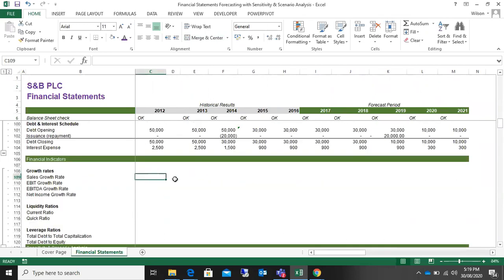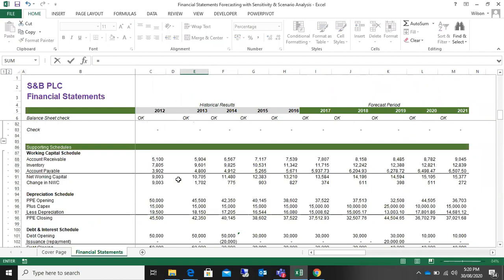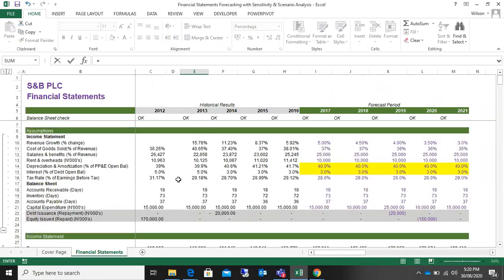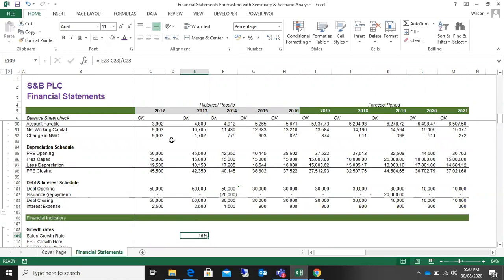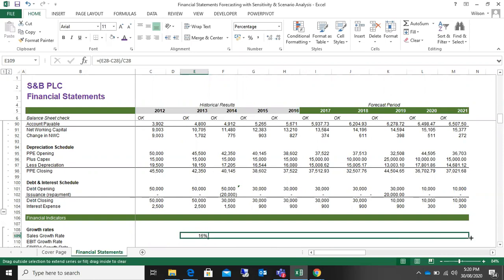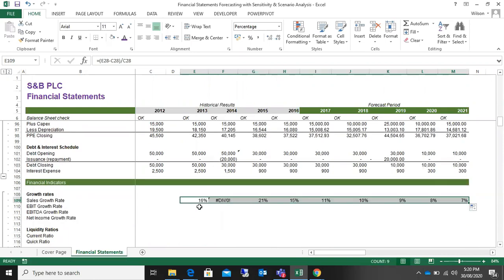So if we come here to sales growth for 2013, of course, we start from 2013 because it's a growth. We come to the income statement. It's going to be the current minus the previous, over the previous. You enter, so we can get the sales growth rate for FY 2013 down to 2021. That's the sales growth rate.